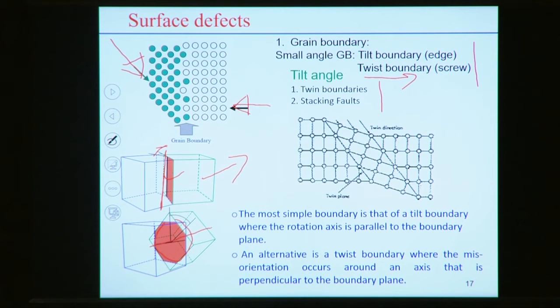And twin boundaries, if we look into that, the orientation of the grains or the orientation of the atoms is such that one part and another part create a mirror image with respect to each other, with respect to a certain plane. That type of plane is called the twin boundary, and this plane is defined as the twin plane, and this direction represents the twin direction. So these are the different types of surface defects that exist within the crystal structure.